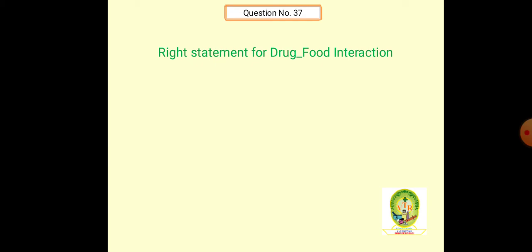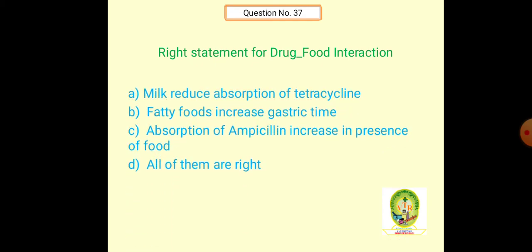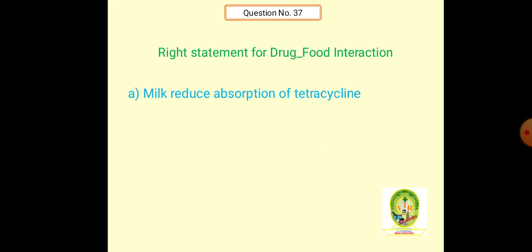Right statement of drug food interaction. Options are A. Milk reduces absorption of tetracycline, B. Fatty food increases gastric time, C. Absorption of penicillin increases in presence of food, D. All of them are right. Right answer is A.